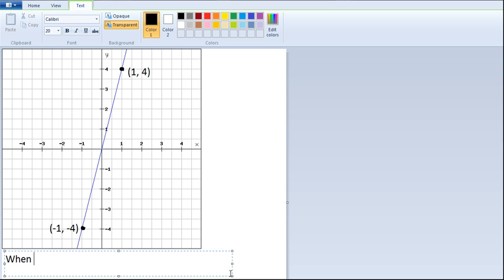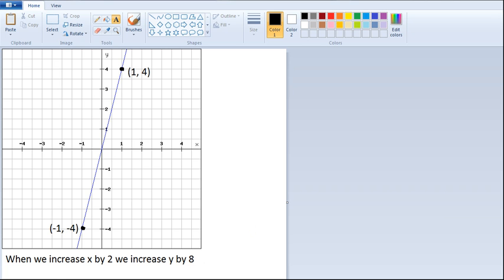So, when we increase x by 2, do we increase or decrease? If we go from the y-coordinate, which is -4, we go 1, 2, 3, 4, 5, 6, 7, 8. We increase y by 8. So this sentence describes the slope of this line. Okay, the relationship between the x and y coordinates.